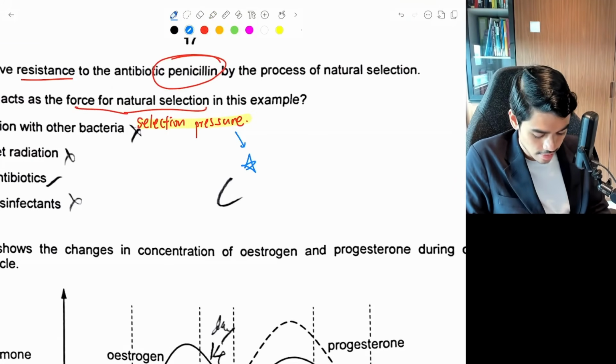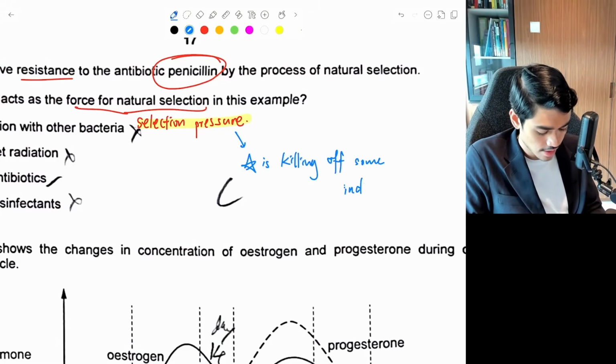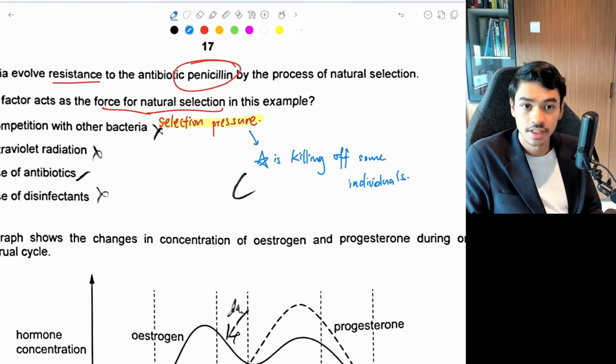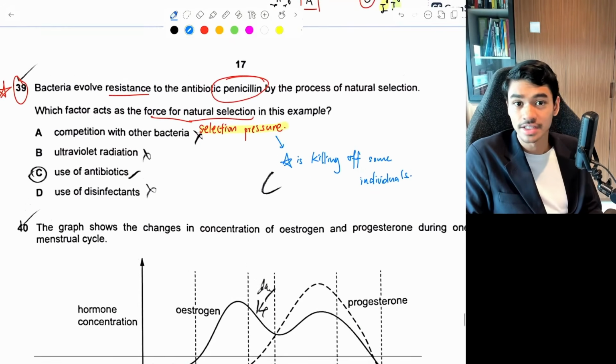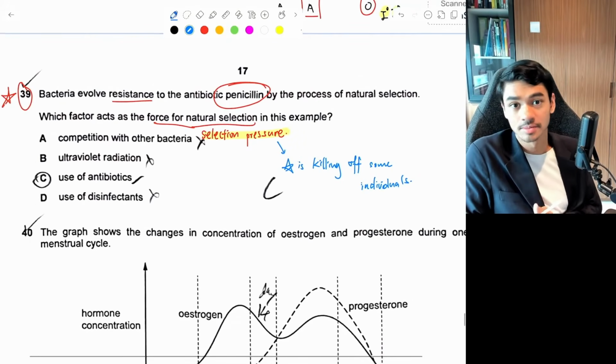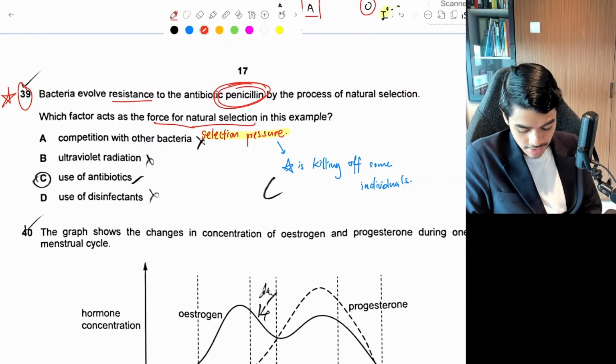It is whatever is killing off some individuals. Anything that kills off some individuals is the selection pressure. So in this scenario, what is the thing killing off some of the bacteria population? It is the use of the antibiotic, right? So that's why C is the answer.